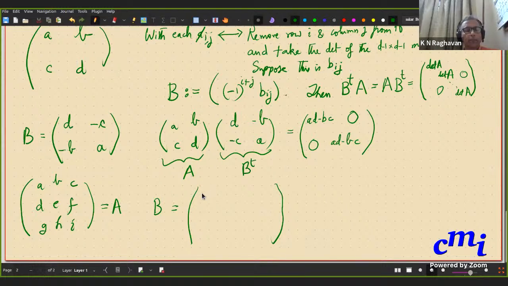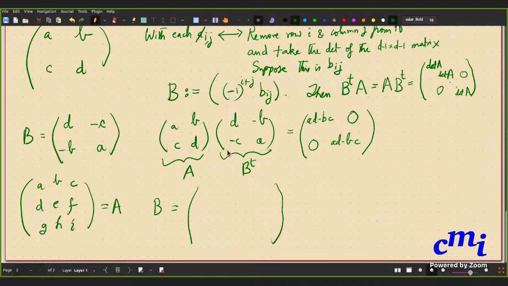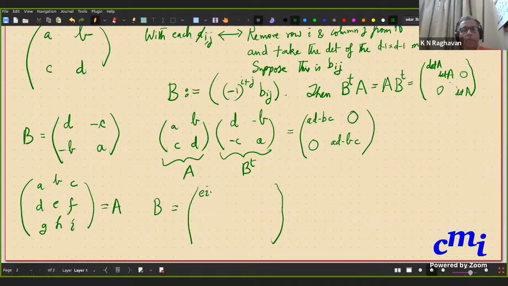Here, what should I write? I remove this column, take the determinant and multiply by this sign. So it's EI minus HF. Very good. EI minus HF. And what about the second entry?